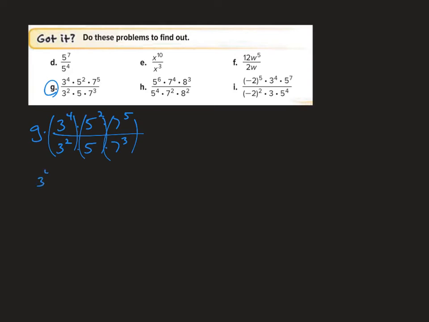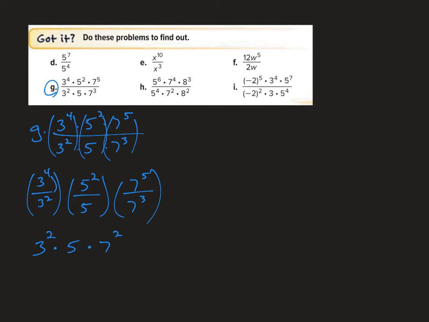So I'm going to get 3 to the 4th over 3 squared times 5 squared over 5 times 7 to the 5th over 7 to the 3rd. And now I just subtract. So 3 to the 4th over 3 squared becomes 3 squared. So 4 minus 2 became 2. 5 squared over 5, or 5 to the 1, would become 5. And then 7 to the 5th over 7 to the 3rd, 5 minus 3, would become 7 squared.